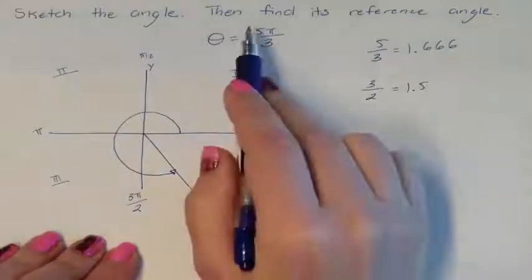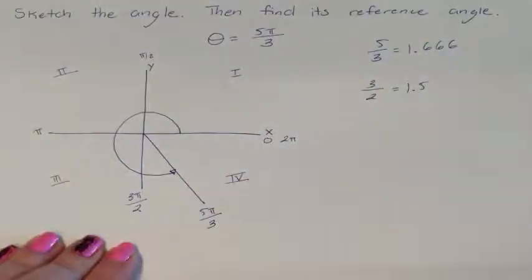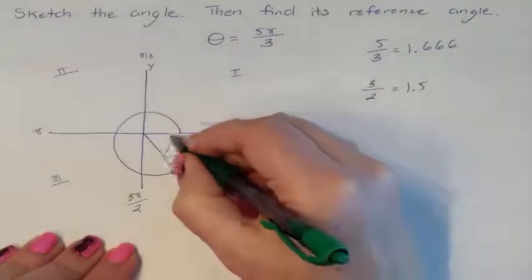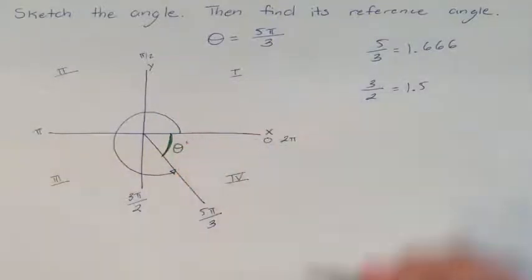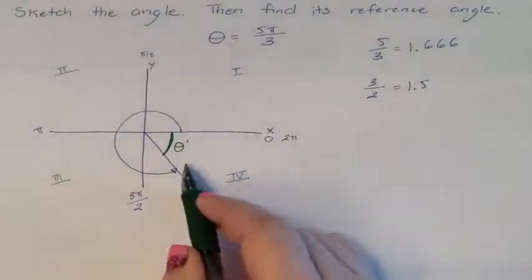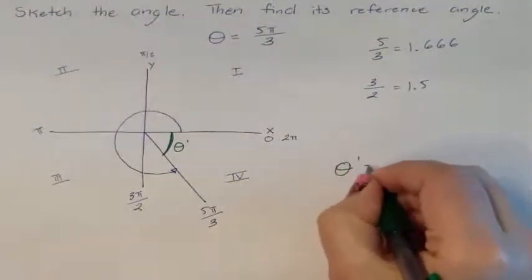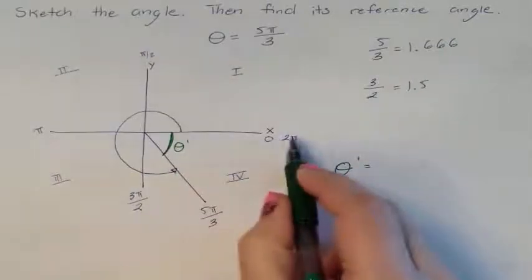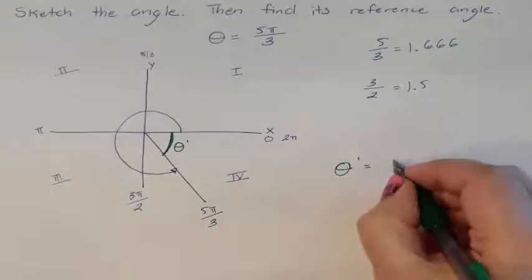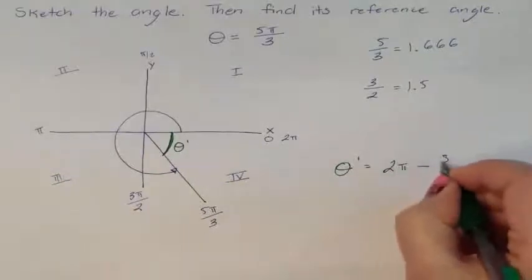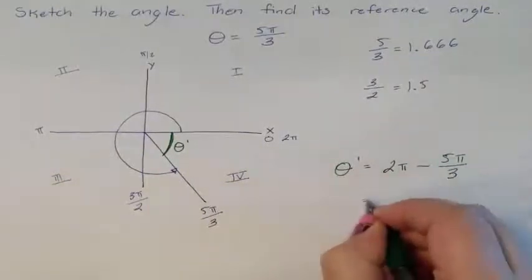Now we need to find the reference angle. The reference angle is the distance from the line we just drew to the closest x-axis. So this is theta prime. This is our reference angle. We need to figure out how big this is. To figure out what our reference angle is, we need the distance from 2 pi to 5 pi thirds.